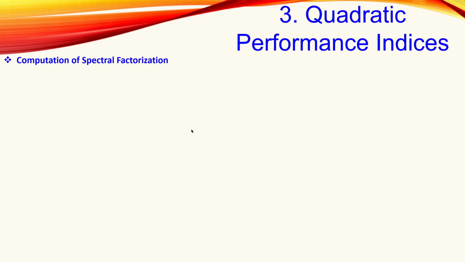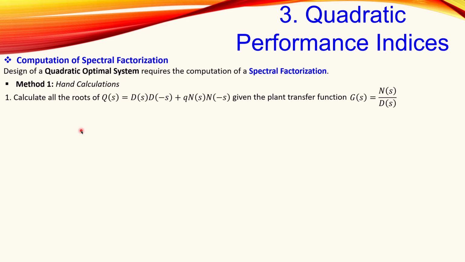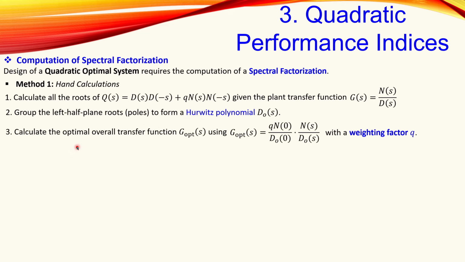Okay. Let's move on and then look also at the computation of the spectral factorization. So design of a quadratic optimal system requires the computation of that spectral factorization. Method 1 is hand calculations, as we have just seen. So calculate all the roots of that Q for a given plant in this format, and group the left half plane roots, the poles, to form that polynomial which is called the Hurwitz polynomial, and calculate the optimal transfer function G optimum using this formula, of course with a weighting factor Q. Or you can use MATLAB.